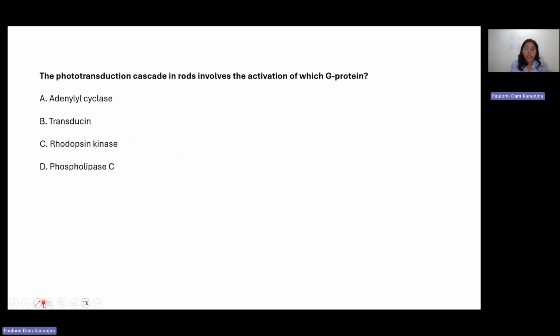Right. Next one. The phototransduction cascade in rods involves the activation of which G protein? G protein comes from the name of GPCRs. So G protein is involved in phototransduction. How do you remember this? Just remember the name and associate that with the correct classification. I will wait till you read and try to guess.